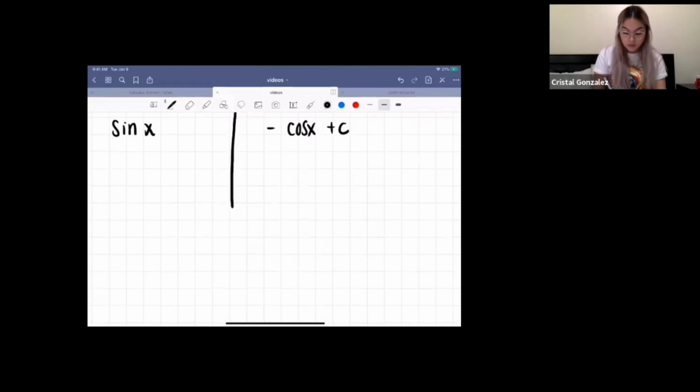Let's do secant squared x. And so for a lot of these, just think, oh, if I take a derivative of something, what's going to give me secant squared x? And that's just your tangent x plus c.